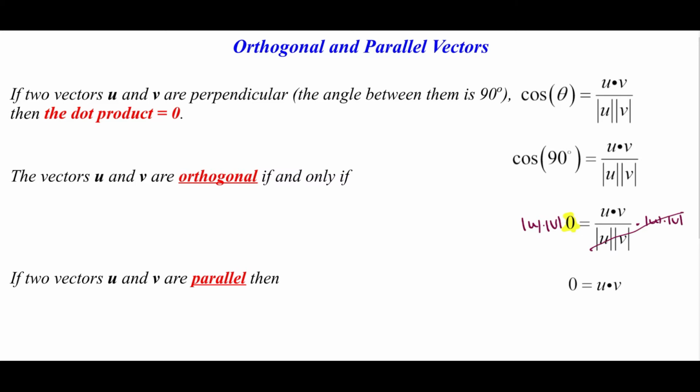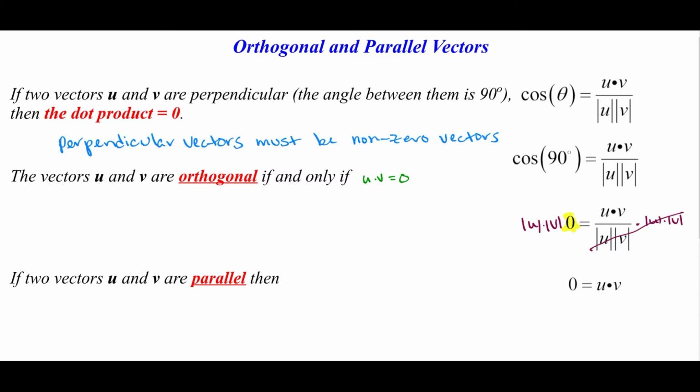In order for two vectors to be perpendicular, both vectors have to be non-zero vectors. In order to have an angle between two vectors, remember we have to have two non-zero vectors. A definition of orthogonal is that the vectors u and v are orthogonal if and only if the dot product equals 0, so u dot v equals 0. This appears to be saying the same thing, with my dot product equals 0 for perpendicular and my dot product equals 0 for orthogonal.